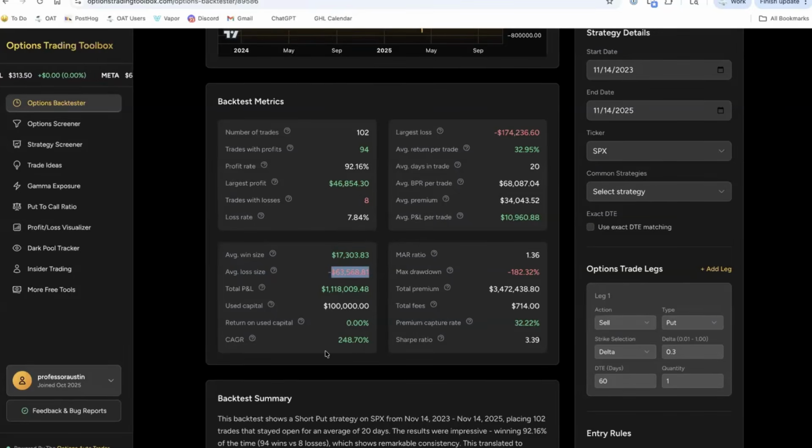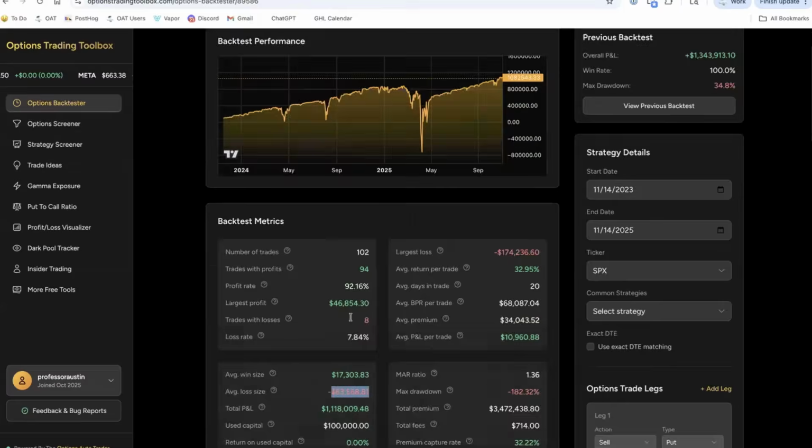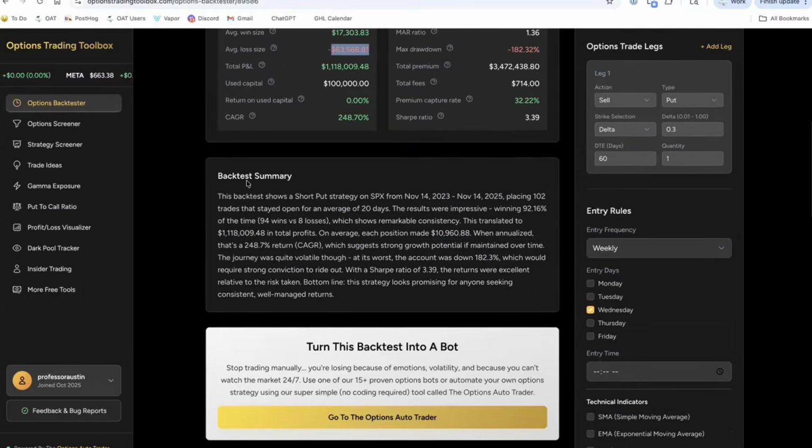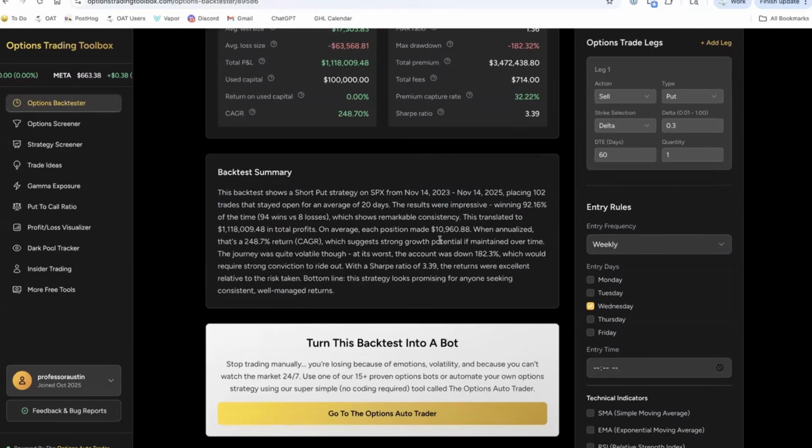And then CAGR shows you your average percentage return per year. So yeah, that's what we're looking at. You can also see a back test summary. That's one thing that I've been wanting inside of a back tester, for it to just explain in plain English if this is a good back test or not.